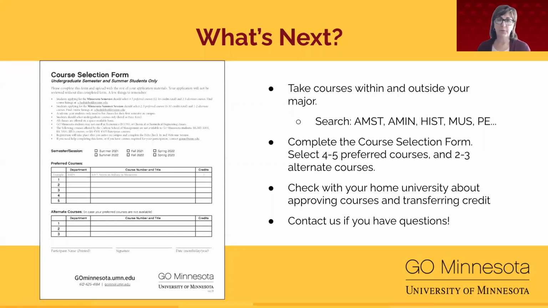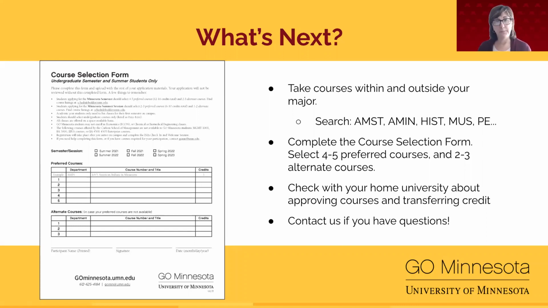If you're in the process of applying for a Go Minnesota program, you'll be required to complete and submit a course selection form, and the Schedule Builder tool will help you to do that. We recommend listing 4 to 5 preferred courses and 2 or 3 alternate courses. Your registration will be finalized after you arrive on campus.